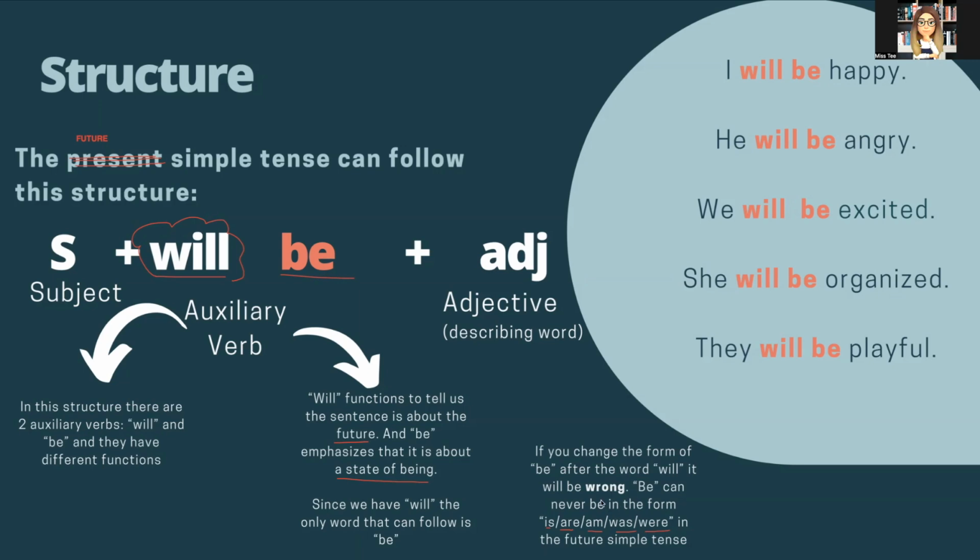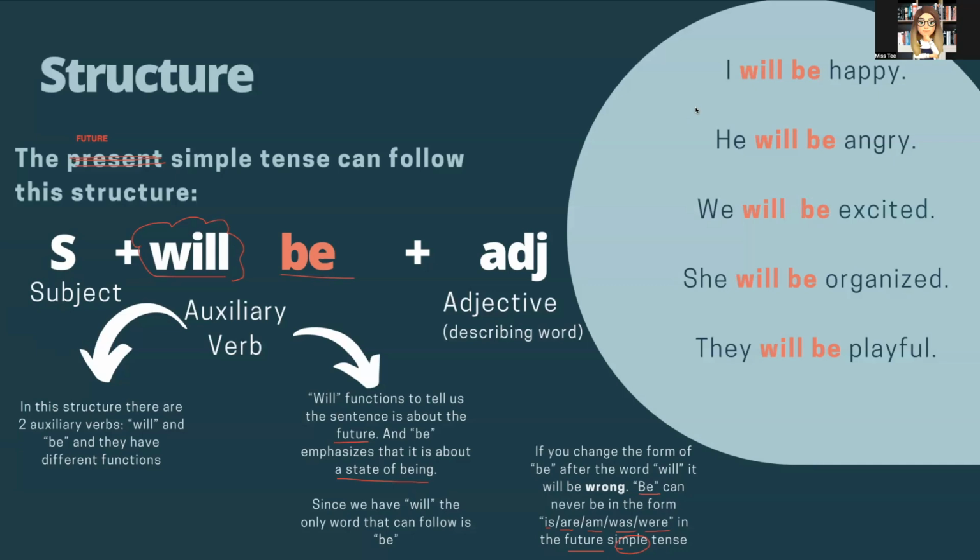However, this is only for either simple past or simple present. We don't do this for the simple future. So that's why if you change the word be, it will be wrong. You never want to change this form and use any of these in the future simple tense. So keep that in mind.